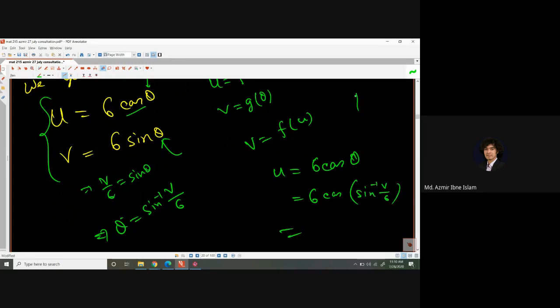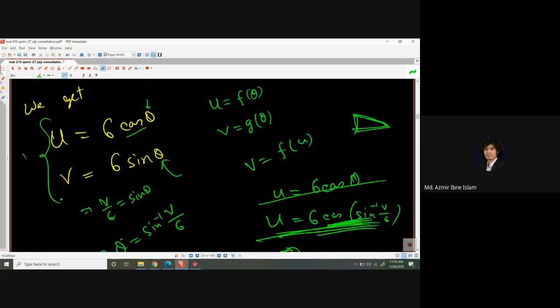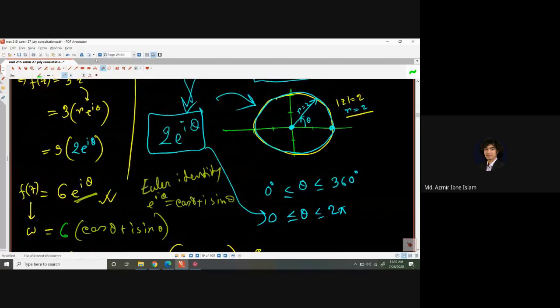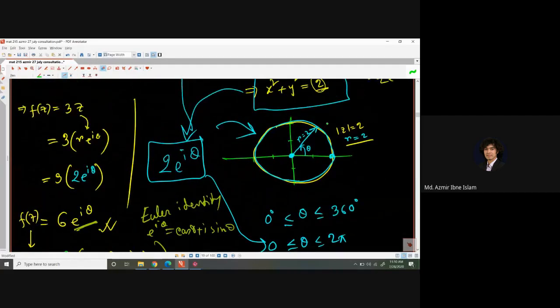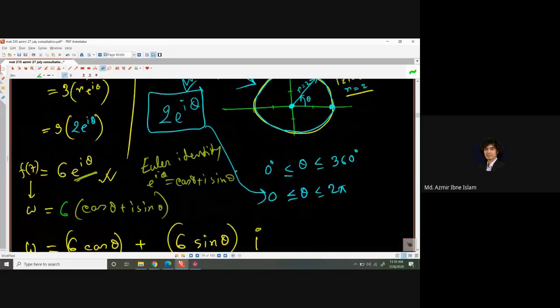You know that by using trigonometric triangular format, we can figure out what this will be, but I am not going into details. Already we have the u and v part. Is that okay? This is u and this is v. So our target is to find the image of this circle, modulus of z equal to 2. Already we have this one.